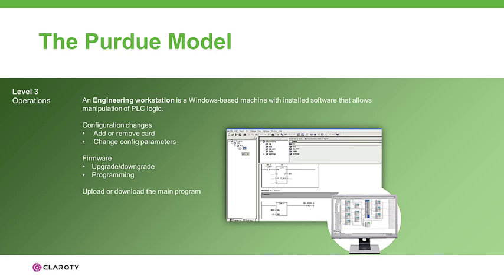Moving up the Purdue model to Level 3, which is the operations network, we start dealing with engineering workstations. These are typically Windows-based computers with installed software that allow a human operator to manipulate the logic of a PLC. In that respect, the difference between an HMI and an engineering workstation is that engineering workstations are used to perform lower-level changes on the PLC, like changing parameters, firmware upgrades, and operational programming.